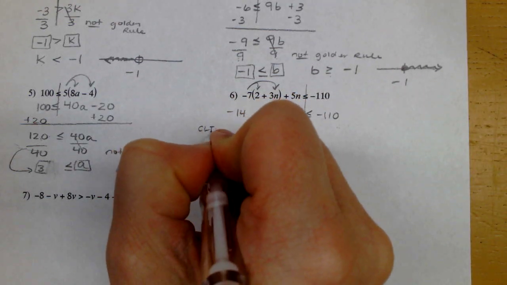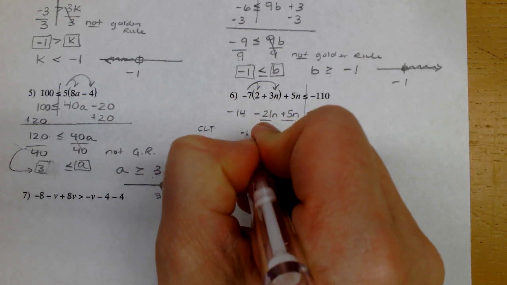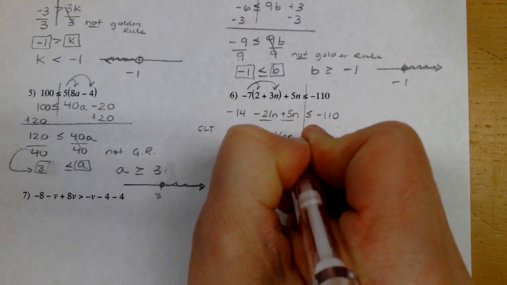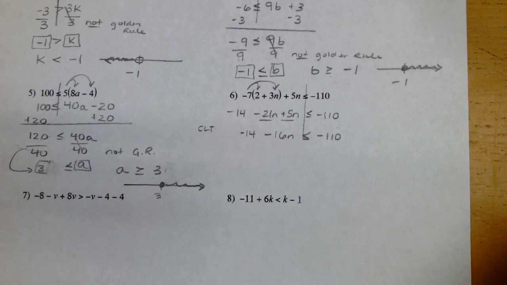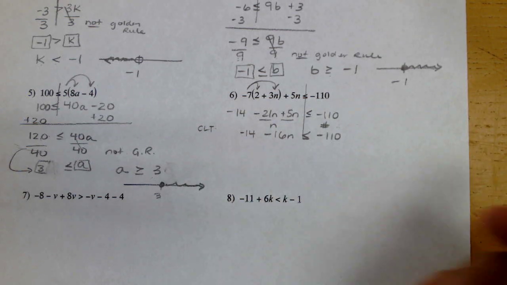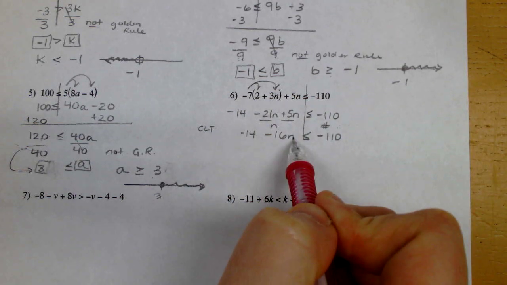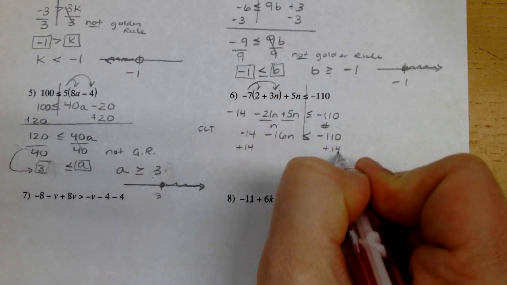Now I'm going to combine like terms. So my like terms are the ones that involve n this time. So I've got negative 14 minus 16n is less than or equal to negative 110. Now this is going to be my n room, this is going to be my number room. I chose this as my n room because n is already on the left. So I'm going to add 14 to both sides.